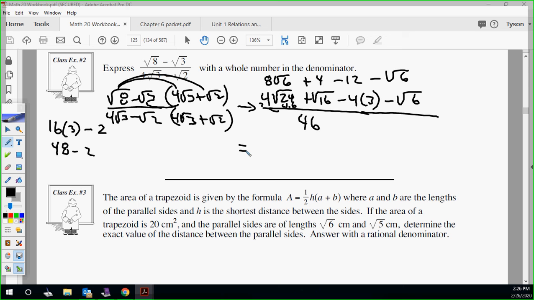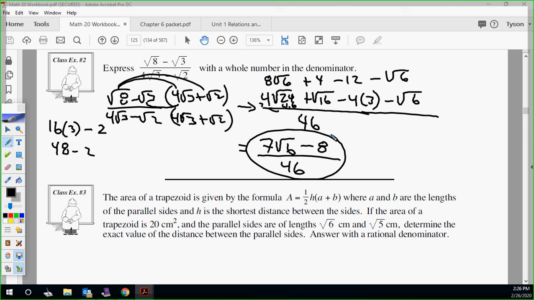8 root 6 minus 1 root 6 for 7 root 6. 4 minus 12 for negative 8. All over 46, as far as we can go. That is your simplified expression. Square root of 16 is the number 4. Yeah. So we wrote a 4 right above there. Okay, anything else?